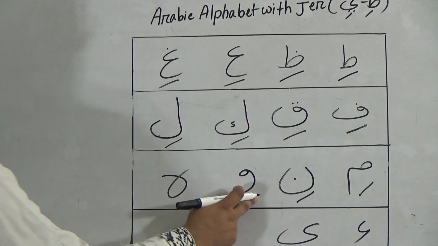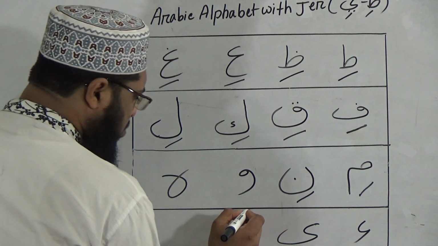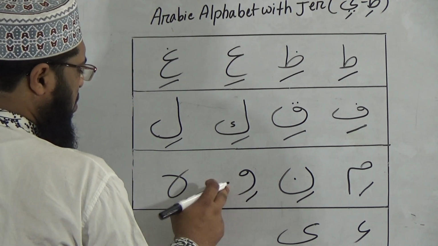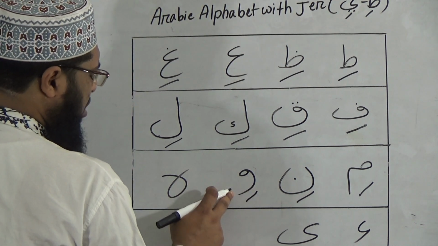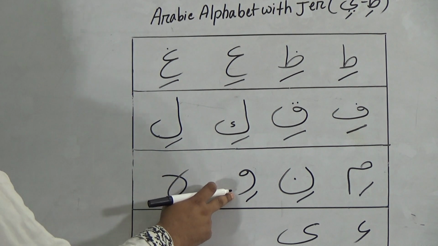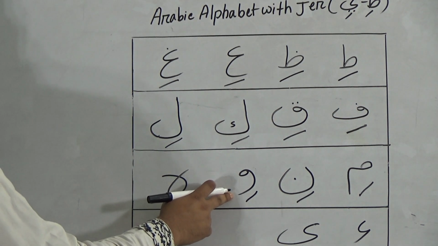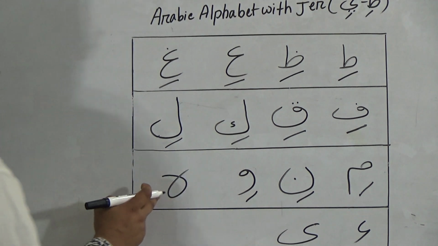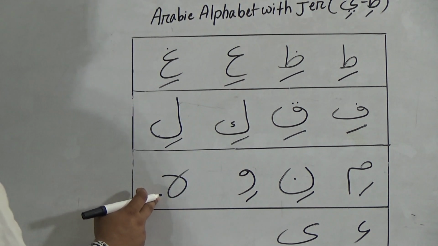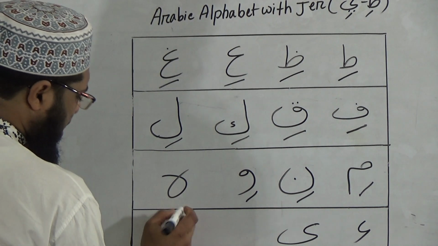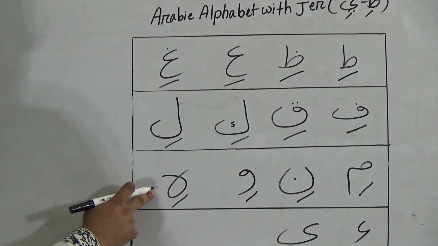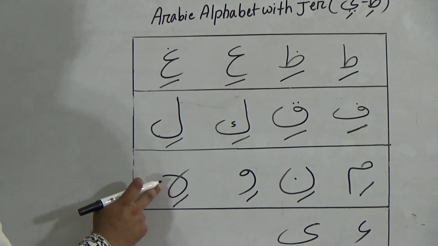Okay, this one is Waw. I am putting a Zer under the Waw. Now we have to pronounce this one Waw Zer Wi, Waw Zer Wi. Okay, my dear students, you know that this one is Ha. Now I am putting a Zer under the Ha, and you have to pronounce this one Ha Zer Hi, Ha Zer Hi.